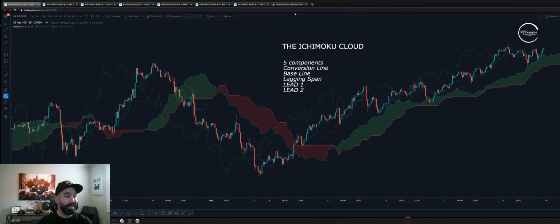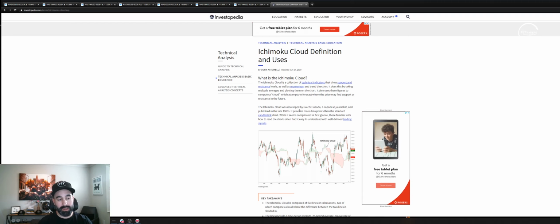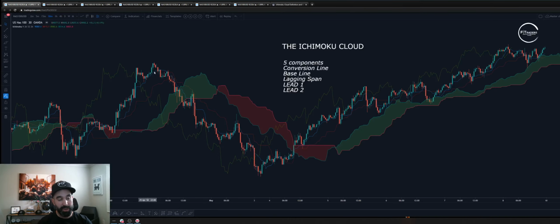If you want to get into all the definitions and the history of it, you can go over to Investopedia.com, check out the Ichimoku cloud definition and uses, and you can get some good educational information there. We're going to talk about what they mean and how we use it in our everyday trading. So it's got 5 components: the conversion line, the baseline, the lagging span, and the lead 1 and lead 2. The lead 1 and lead 2 make up the actual cloud portion.